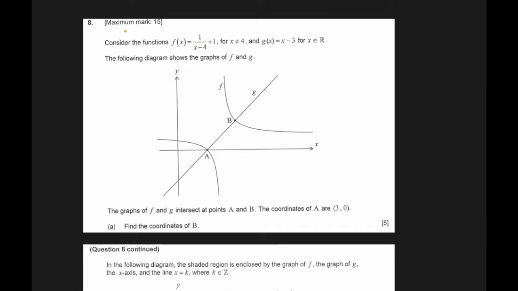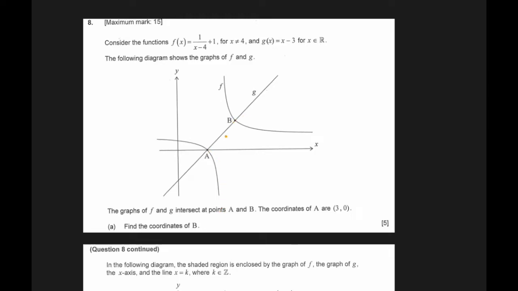Question 8. Consider the function f(x) equal to a rational part, 1 over x minus 4, plus 1, for x not equal to 4, obviously, as it will make it undefined for 4. And g(x) is a straight line, x minus 3, where x is an element of the real numbers. The following diagram shows the graph. Yes, this part is the graph of f and this straight line is the graph of g. The graphs of f and g intersect at A and B.